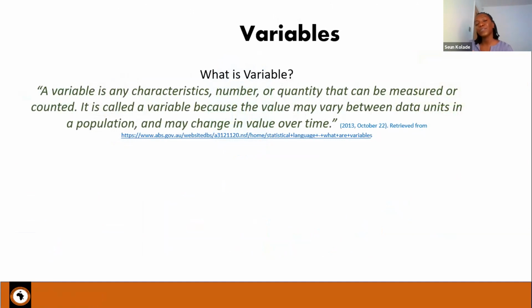Given that you have all of those, when you're trying to focus on the data that you have collected, you do have to analyze the variables that you've gone for. Of course, you have to figure out what exactly a variable is, what would be the underlying basics or key components that describe a variable. So a variable holds any characteristics, numbers or quantities that can be measured or counted. It is called a variable, key term variance in it, because the value may vary between data units within a population and may also change in value over time. So these are some of the key principles that can describe a variable that you're working with.